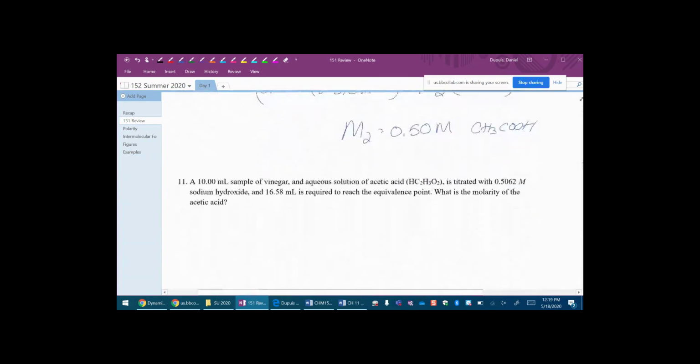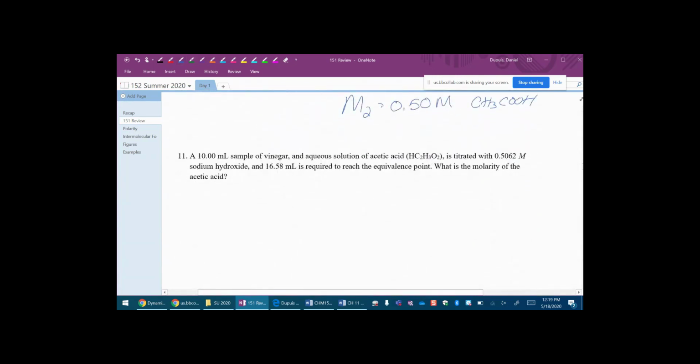All right, number 11. Number 11. You have a 10 milliliter sample of vinegar, and it's titrated with 0.5062 molar sodium hydroxide. 16.58 milliliters is required to reach the equivalence point. What's the molarity of the acetic acid?